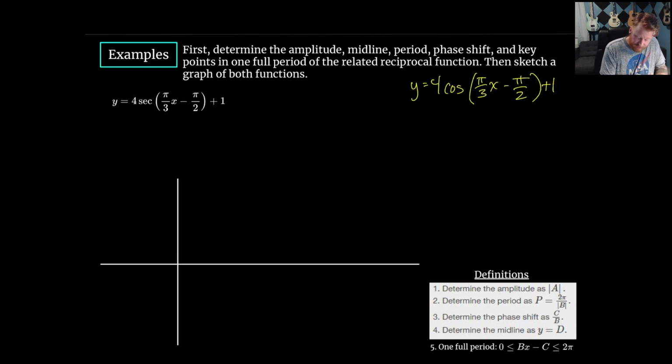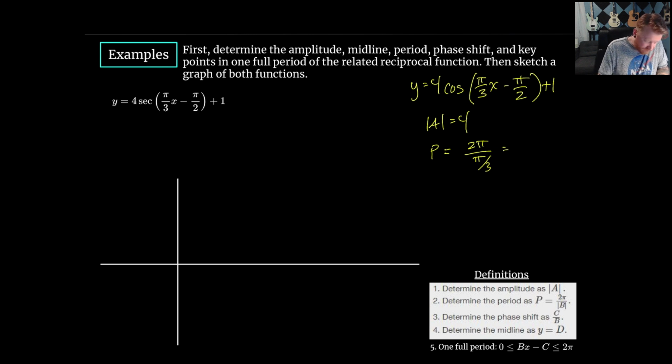So let's just get everything that we need here. The a is going to be 4. That is an easy thing to find there. Next, we want to find the period. The period is going to be 2 pi over b, and b is pi over 3.